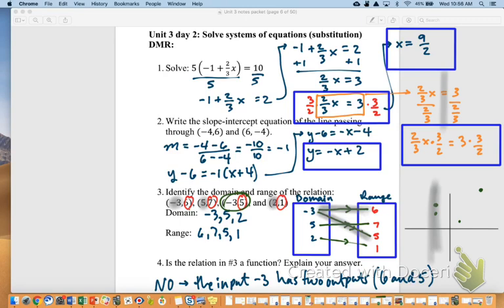You can look at it with those ordered pairs. You can look at it as a little graphic like I did with the blue rectangles, or you can look at it on a graph with the vertical line test. In every case, a function has to have all the inputs have only one output. And this one has the input of -3 with two outputs, making it not a function.